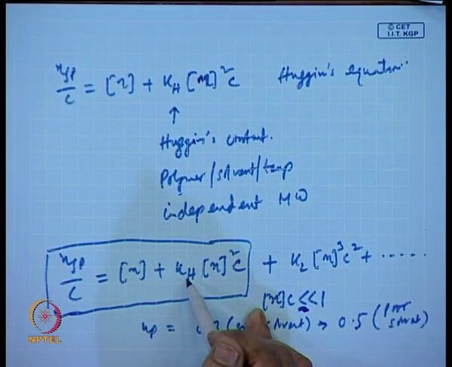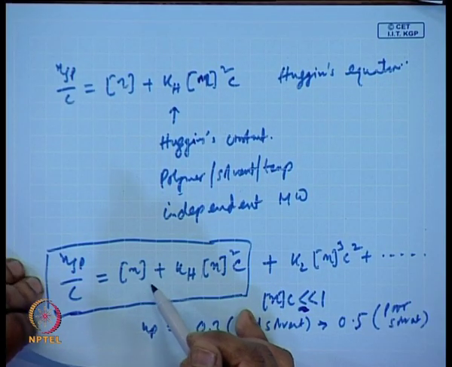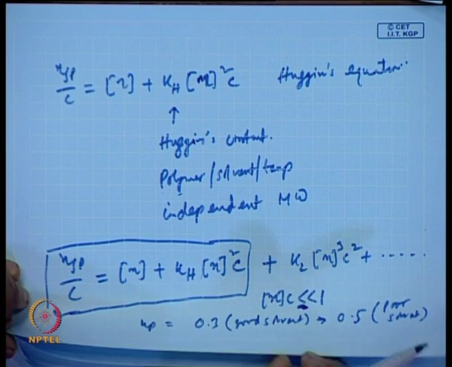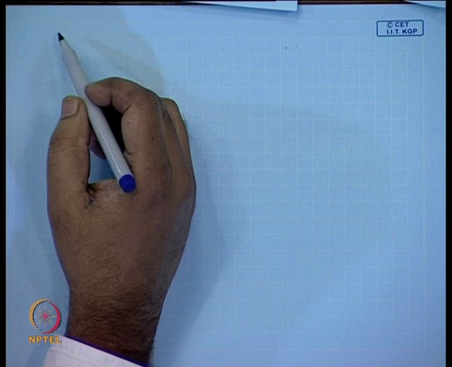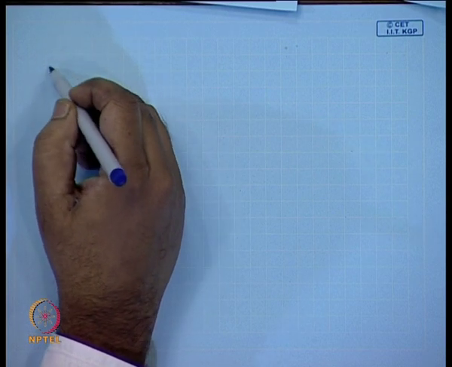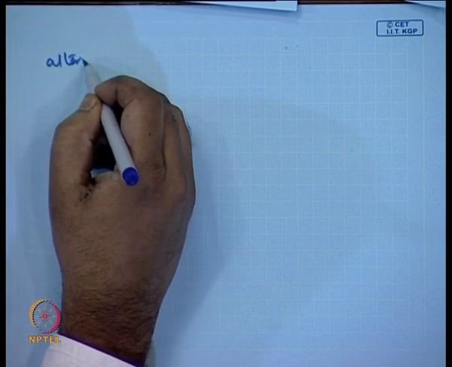If you know Kh, you also will know the intrinsic viscosity, then from the expression you can get the molecular weight.